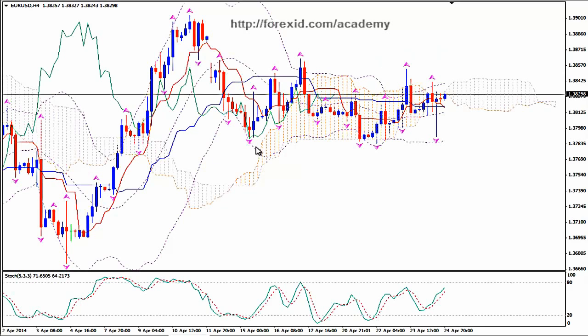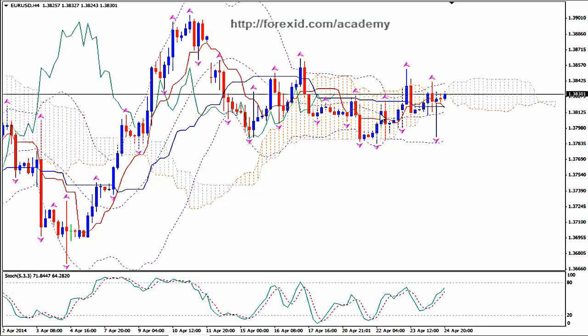I'm using Ichimoku Kinko Hyo, which gives me the market situation picture at one glance. I'm using Bollinger Bands, which help me understand the maximum, the highest and the lowest point of the prices fluctuation within a certain zone, and during a cycle, during a wave of movement.